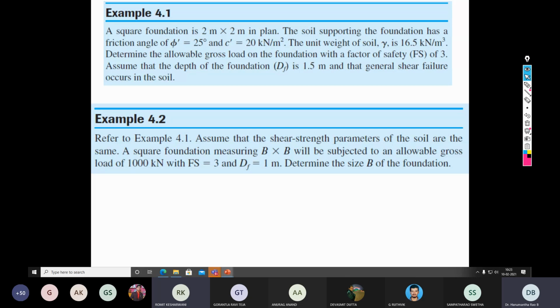Sir, 1.77 meter. 1.77 meter. Very good. Others, please.